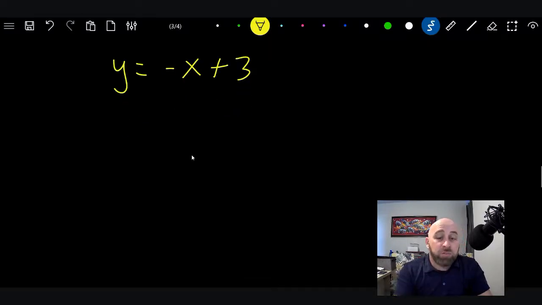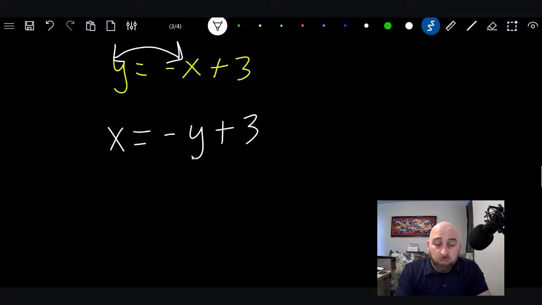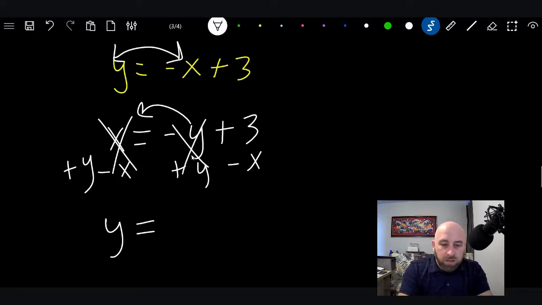Now let's check it algebraically. So how do you check this algebraically? Well, you just have to solve it. How do you solve it? Well, remember how to solve for the inverse. We just switch the x and the y. So now we're going to have x equals negative y plus 3. Now we have to solve for y. On this one, probably the easiest way to do this is to take the y over here and the x over here. So we're going to subtract x and we're going to add y to both sides. So that's going to cancel and we're going to get y equals 3 minus x. We can write it that way, no problem.